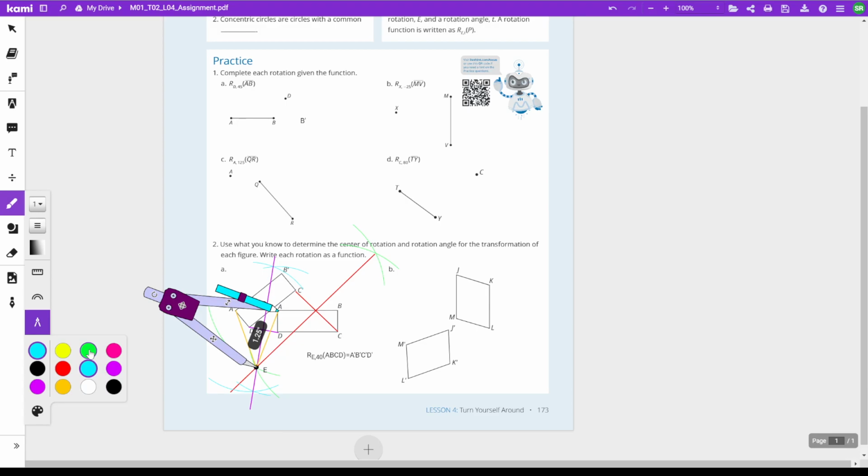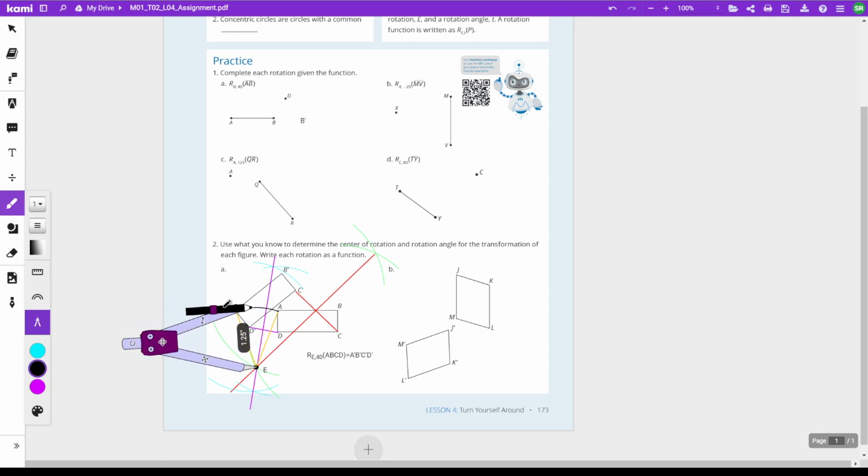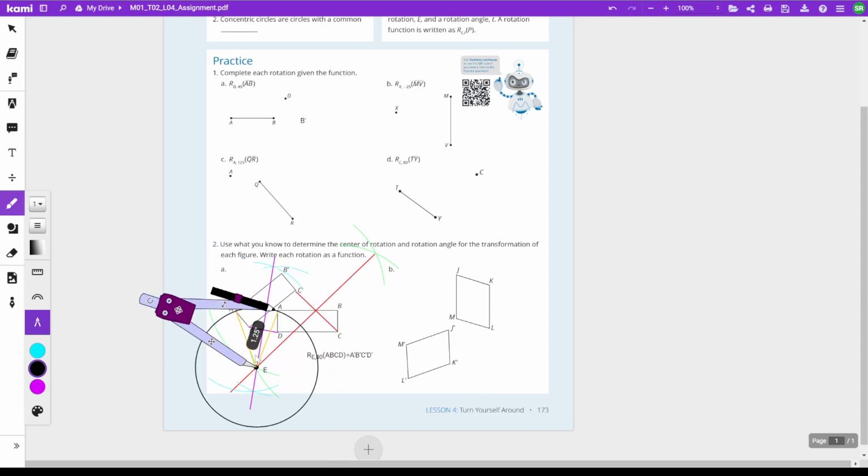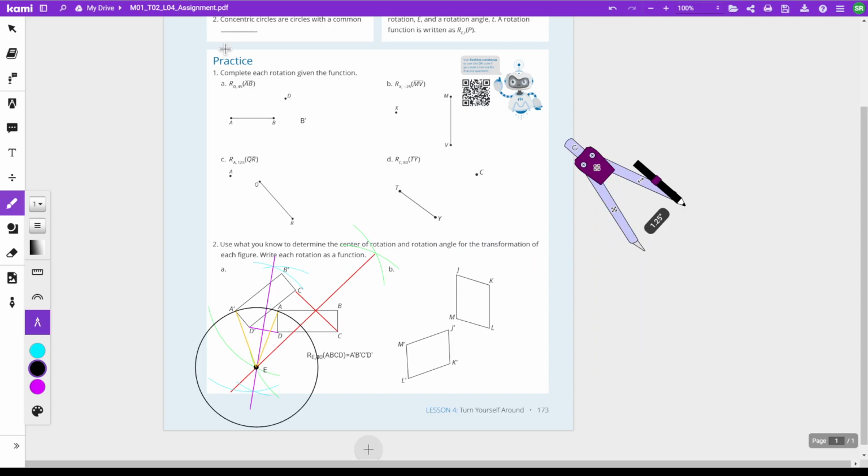Okay, so let's use black for this, right? Look at this circular path. That's the path that A traveled. And if A continued to rotate, it would follow a circular path all the way back to where it started. Okay, so that's what you have to keep in mind when we're doing this, is that these points, when they're rotating, they're following these circular paths. Okay, anyways, I just thought that was interesting to point out.